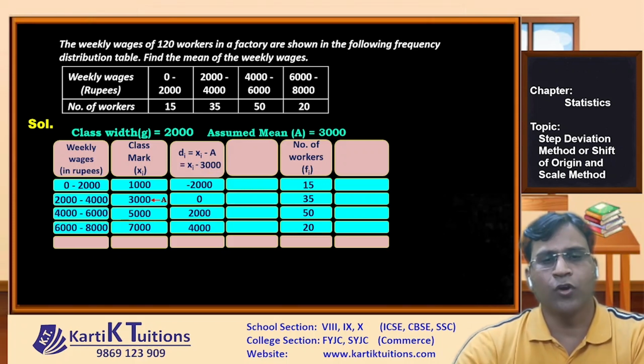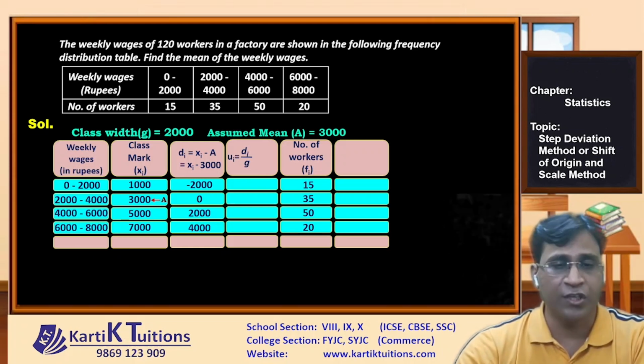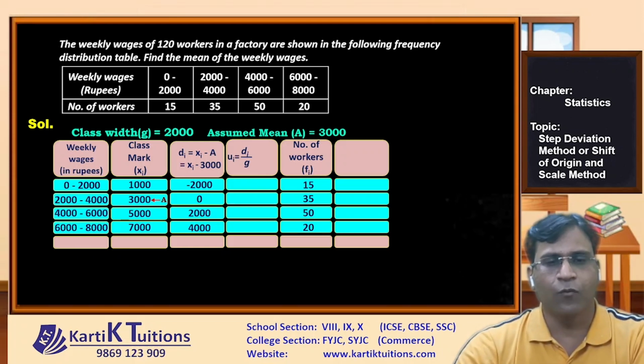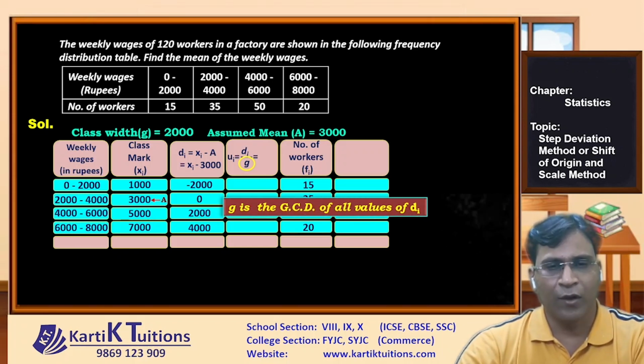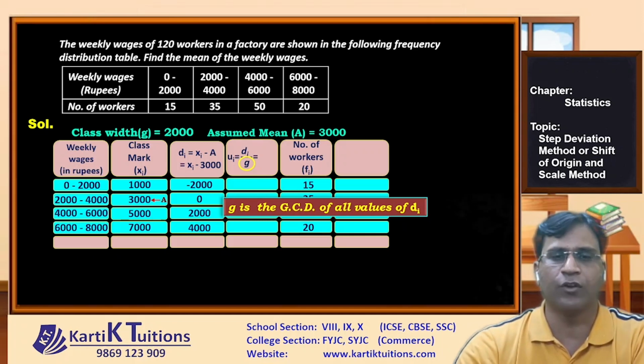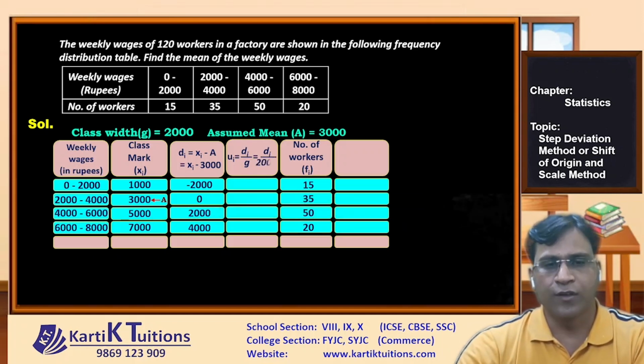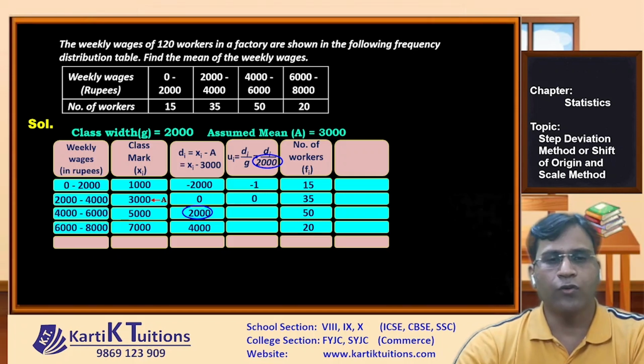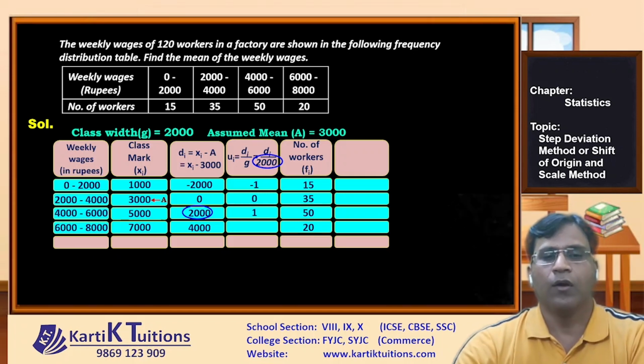Now next is your ui. ui is what? di upon g. Now g is nothing else but what? GCD of all the values of the di column. But here you can also take it as the class width. Now what is our class width? 2000. So basically we'll take the g value as 2000. Now minus 2000 upon 2000 will give us what? Minus 1. 0 upon 2000 will give us 0. 2000 upon 2000 will give us 1. 4000 upon 2000 will give us 2.